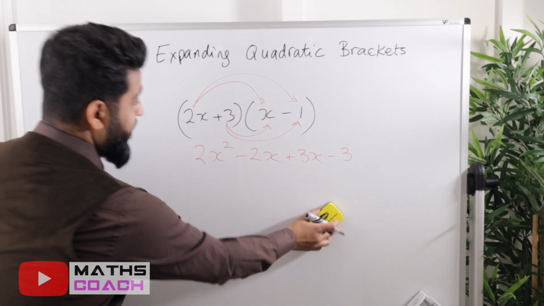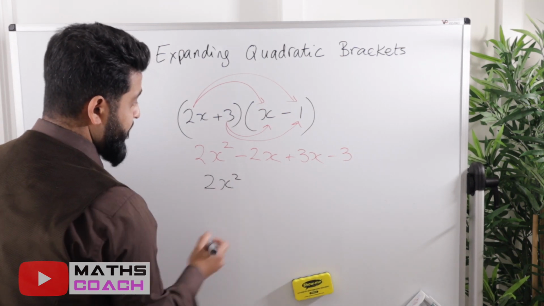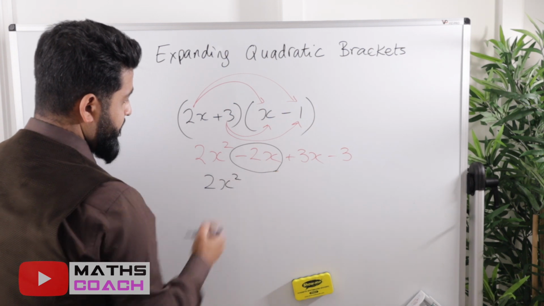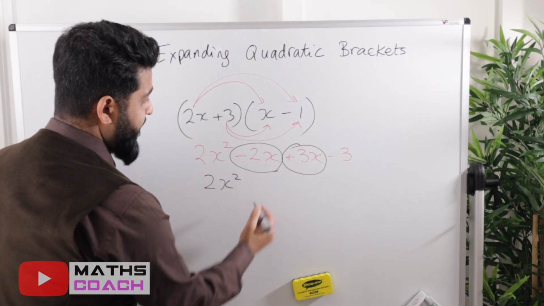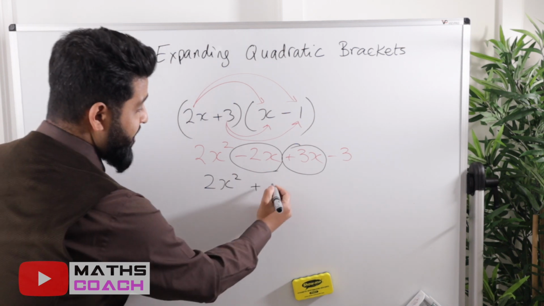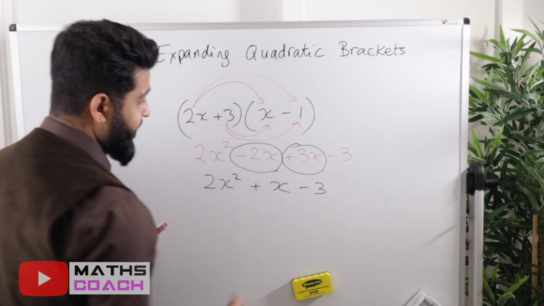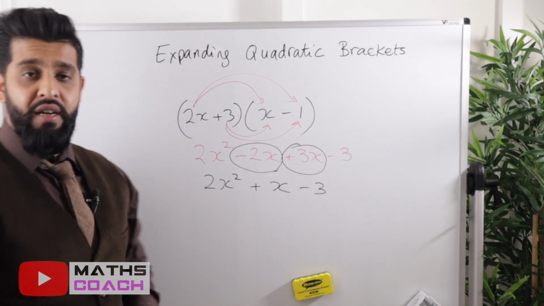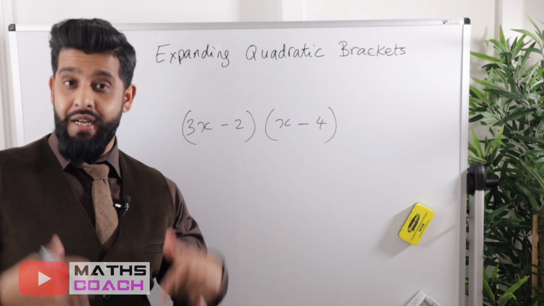So 2x squared doesn't have anything similar to this, so we'll write this along. And then minus 2x plus 3x is 1x, so we'll just write an x here, and then minus 3 has nothing similar to it, we'll just write that along. Have a go at this next example for yourself, pause the video and come back to it.